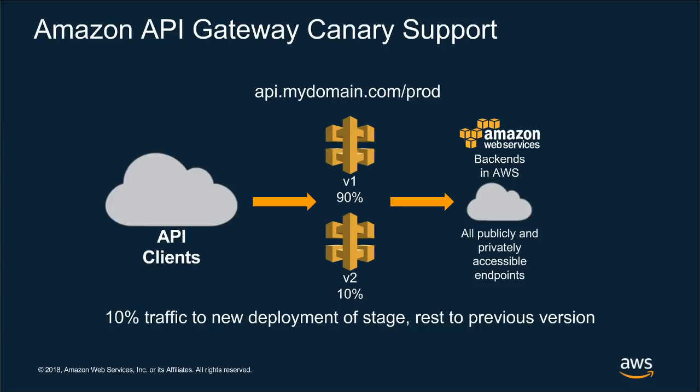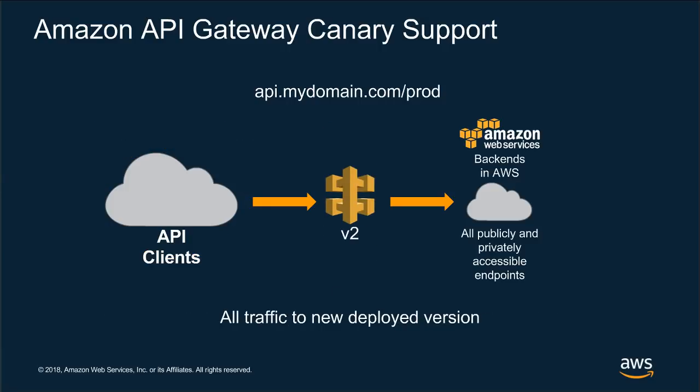Again, just like we saw with the Lambda traffic shifting, with no need for me to change anything in my clients. This doesn't involve me needing to push out any new changes to DNS, or any new changes to my mobile application. All of this is completely handled by the API Gateway service itself. And then eventually, once I've confirmed that things are good with my API, I can flip the switch and direct all my traffic to my new version.